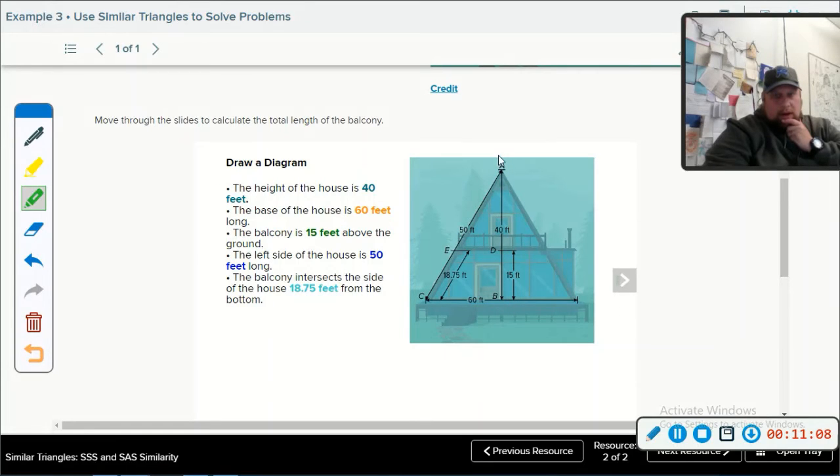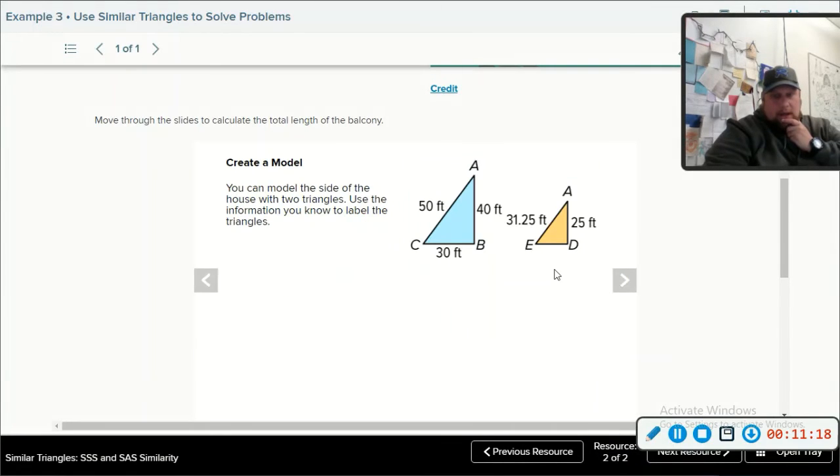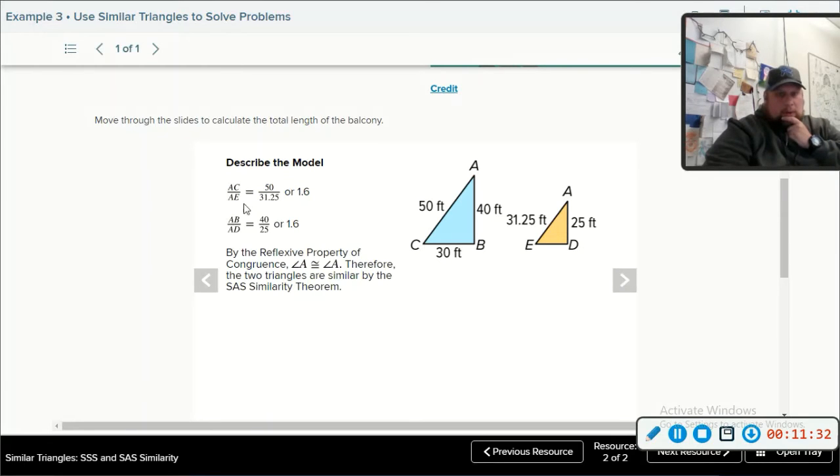So if I call this A, B, C, and this is A, D, E, let's create two triangles side by side. A, B, C, A, D, E. Look at what we know. We know this is 50, 40, 30, and this one we know is 31.25 and 25 by subtracting, but we don't know ED, which is half the length of the balcony. Okay? And we know there's similar triangles, though.